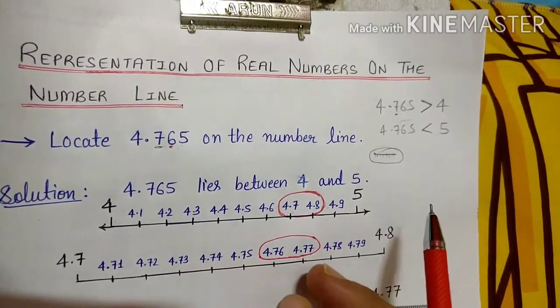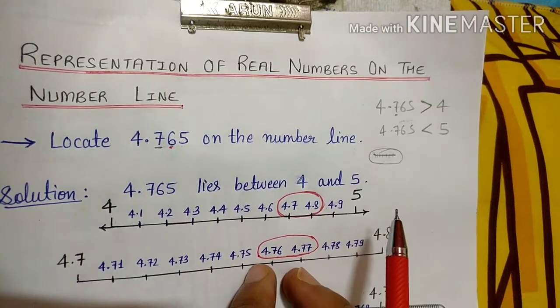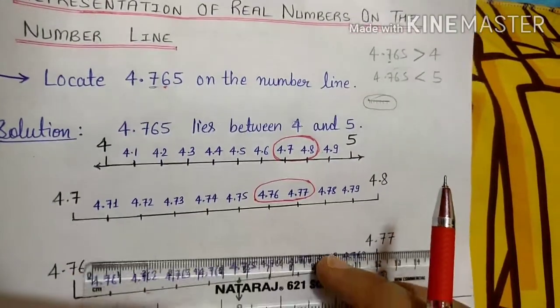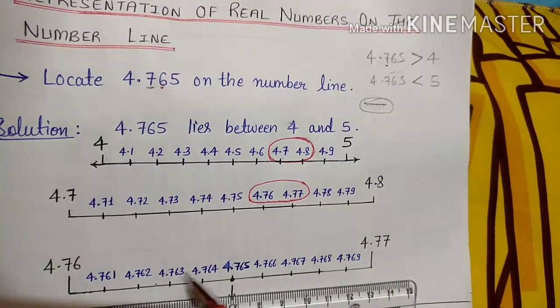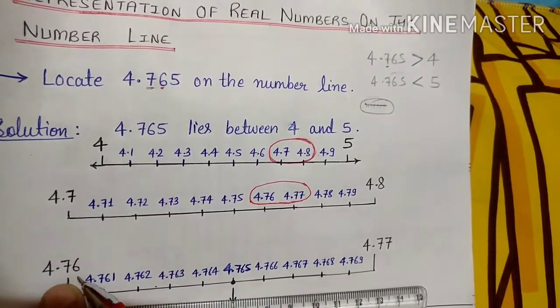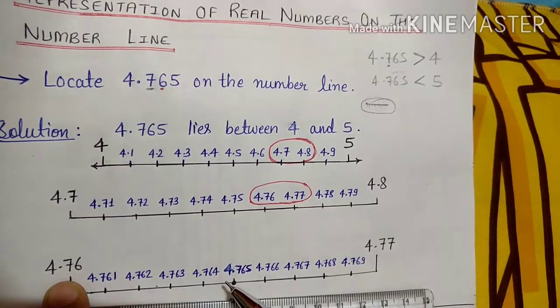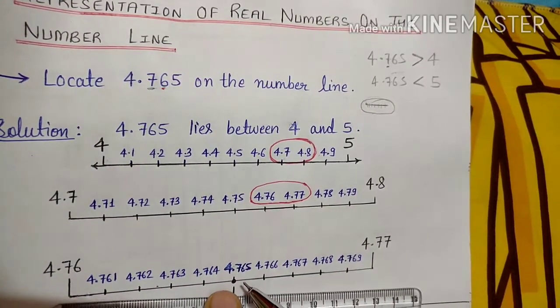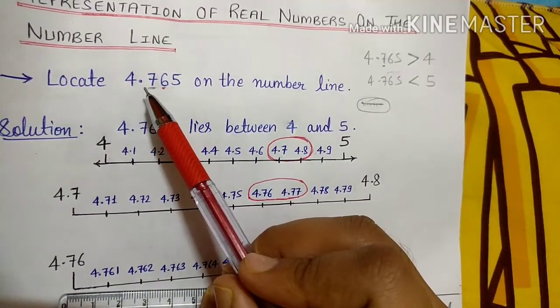Now we have to again use our magnifying method, and we will divide the gap between these two into 10 equal parts. Okay, so 4.76 I have taken, 4.77 I have taken here, again 10 equal parts. 4.761, 4.762, 4.763, 4.764, and comes 4.765. Just check our number which is given in the question, 4.765.